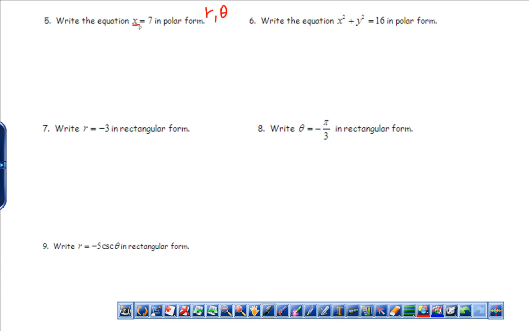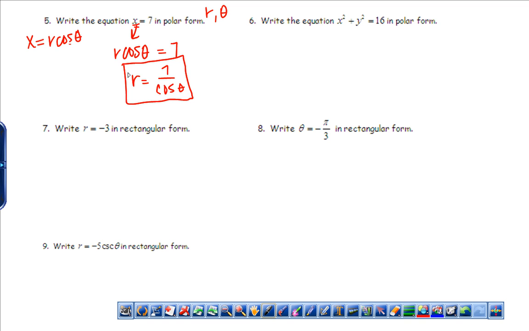Okay, we just use this a lot. What is x equivalent to? I just used it in the problem. If I know what x is equivalent to, I can replace it. So x is equivalent to r cosine theta. So I'm going to replace my x with r cosine theta, and I'm not worried about the 7 because my whole point is I want r's and I want thetas. So I'm going to solve for r, and so r is equal to 7 over cosine of theta, and you're done. You have r's and you have thetas, so it's in polar form.